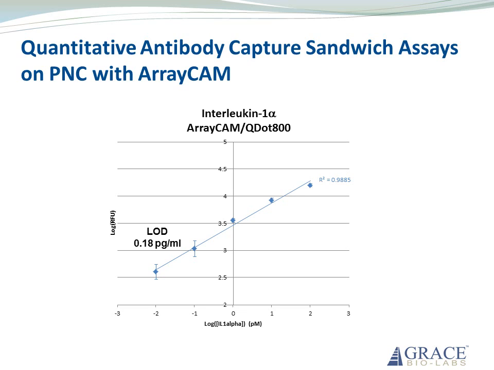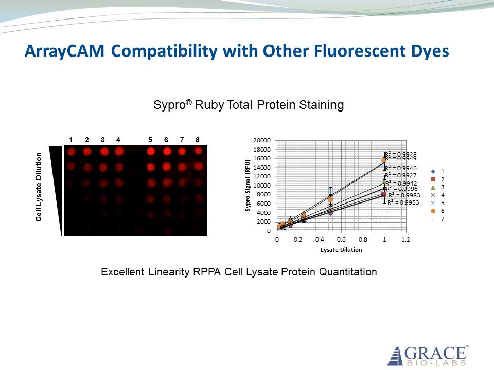We are developing methods with ArrayCAM and near-IR detection to further lower the limit of detection of sandwich assays using PNC films. Currently, compared to what we showed earlier in this talk for IL-1 alpha, we've lowered the limit of detection by 1 order of magnitude into the sub-picogram per mL levels.